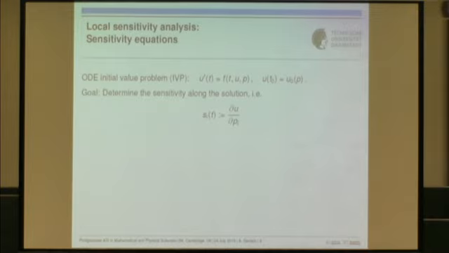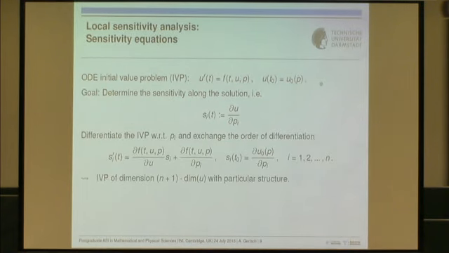And what you're interested in is you want to have the sensitivities along the solution, so the partial derivative of u with respect to the parameters p. And we call this S_i of t. And what you can do now, you can do this also with PDEs, is you differentiate your problem with respect to p, and you exchange the order of differentiation. Then you end up with an ordinary differential equation for your sensitivities here with some initial conditions. And you can solve this in addition to your original problem.